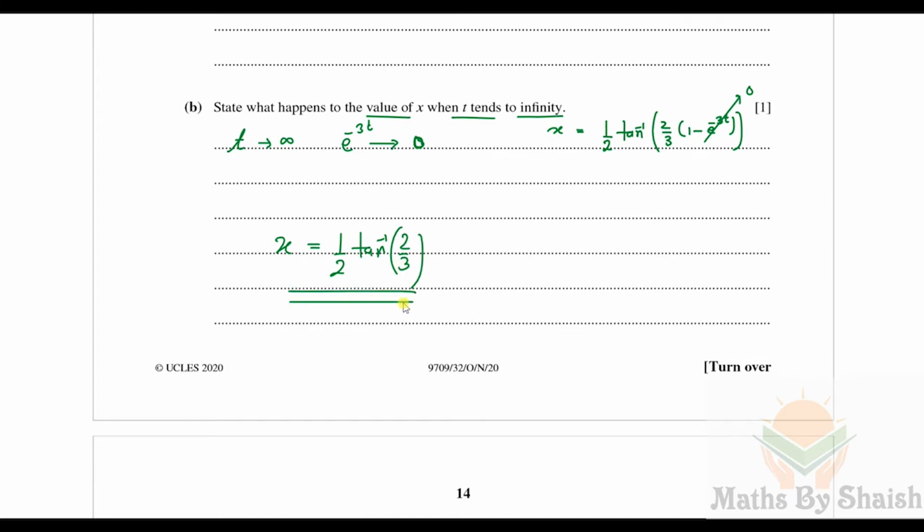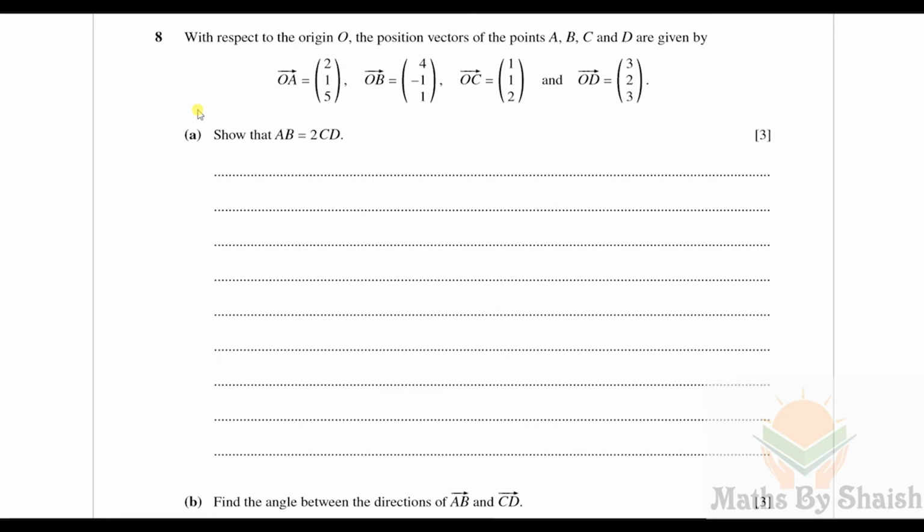So that's the answer. Let's do the next question. Here's question number 8. With respect to the origin O, the position vectors of points A, B, C and D are given as this. Show that the first part is: show that AB is equal to 2 times CD. AB means the length of AB, that is the modulus of vector AB, and here the modulus of vector CD.